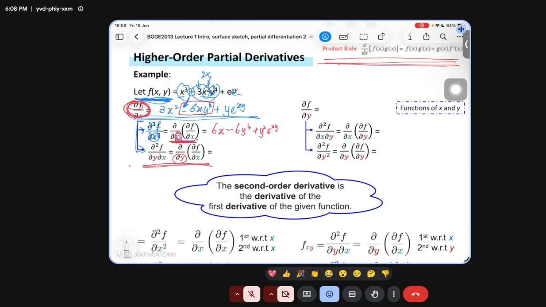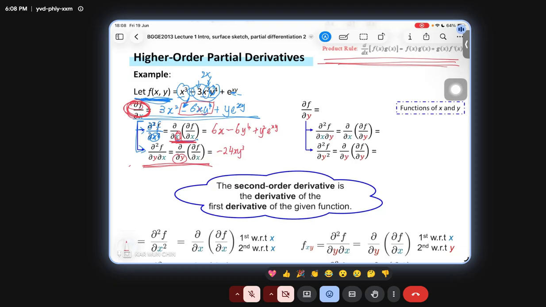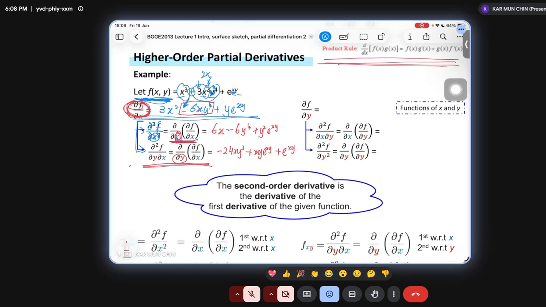Okay, anyone with the answer? Negative 24xy cube, followed by plus xy e to the power of xy, plus e to the power of xy. Yes.